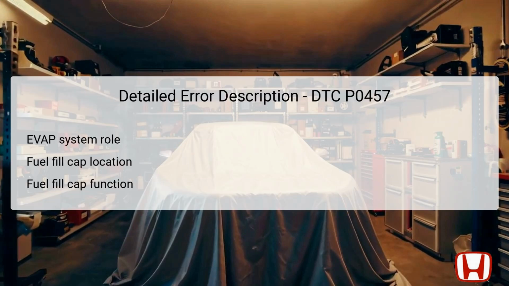The EVAP system plays a vital role in controlling emissions from fuel vapors in a Honda Accord. Its primary purpose is to capture vapor from the fuel tank and route it into the engine, preventing pollutants from entering the atmosphere. The fuel fill cap, typically located on the vehicle's fuel filler neck, functions as a seal to keep these vapors contained. A properly functioning cap will have clear labeling, usually stating "tighten to click," indicating the necessary torque for a proper seal.